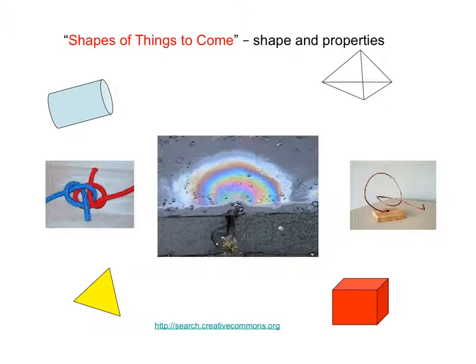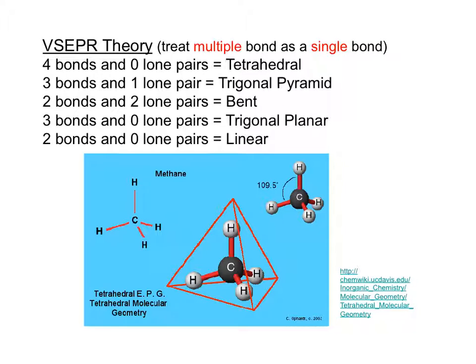Shape is very important because it determines properties. We can determine the shape at a central atom by using valence shell electron pair repulsion theory. The number of bonds and lone pairs determines the shape at the central atom.